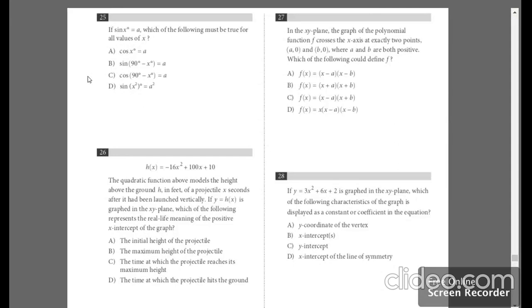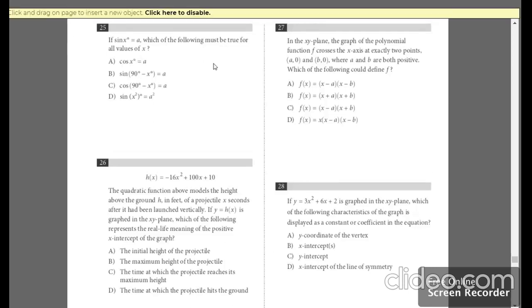So the next question is a trigonometric question. If sine x degree is equal to a, which of the following must be true for all values of x? For this one, all the students must know that in the right angle triangle, we have this right angle, and let's just take x degree as per the given question. Let's take a random number for sine, say 4 over 5, and this is 90, and definitely this is going to be your 90 minus x, and remember this is nothing but the complement.